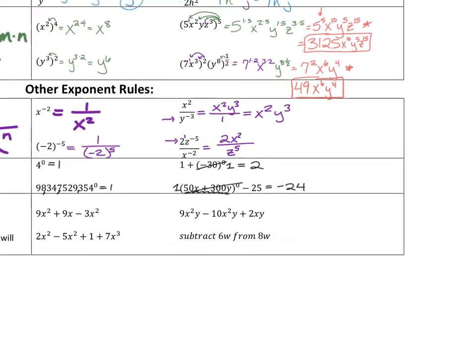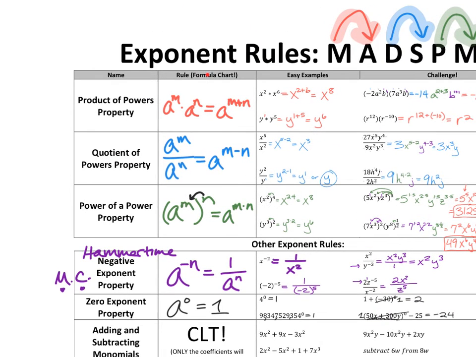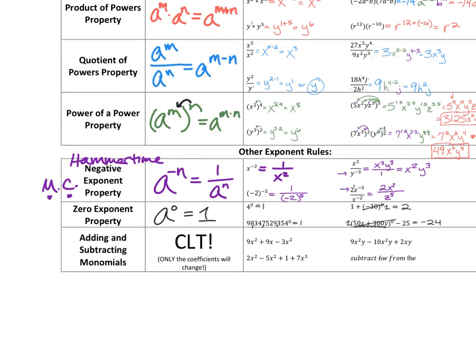The last exponent rule isn't technically an exponent rule, in all honesty. But what we're going to need to be able to do is do all the operations that we can with exponents. We talked about multiplying. We talked about dividing. We talked about exponents. We've talked about negative exponents, but we haven't talked about adding and subtracting.